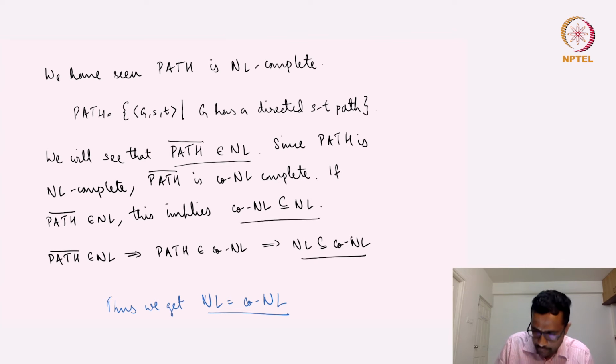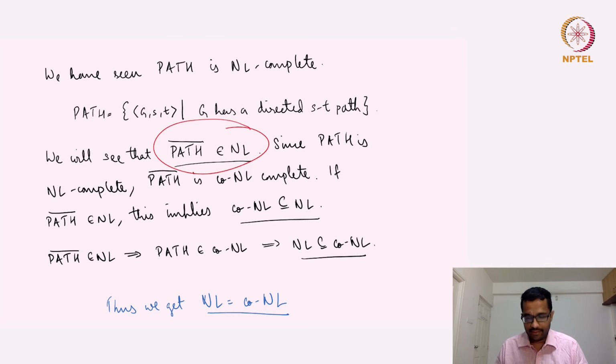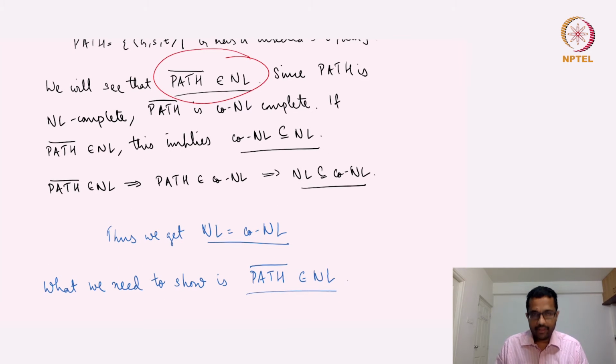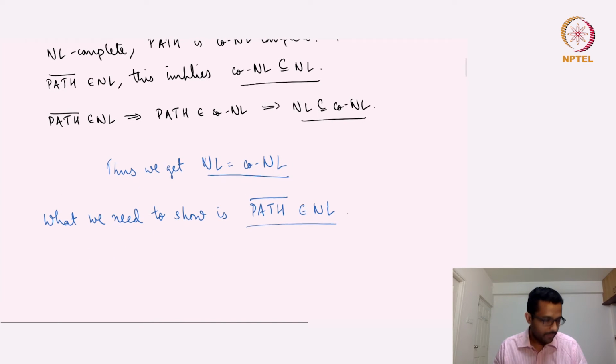So we first showed that path complement in NL implies co-NL is contained in NL, and then we showed that path complement in NL implies that NL is contained in co-NL. Together these two containments show that NL is equal to co-NL. So all that we have to do is to show that path complement is in NL. This is what we will show for the rest of this lecture, because this is enough, as we have already seen, to show that NL is equal to co-NL.